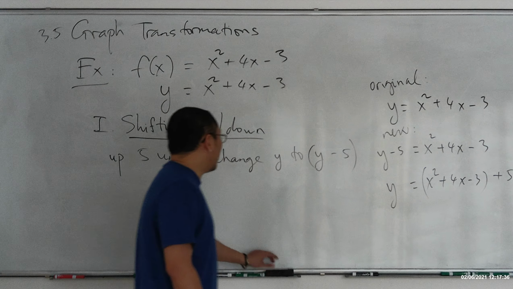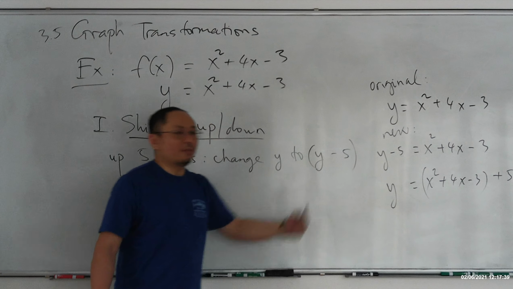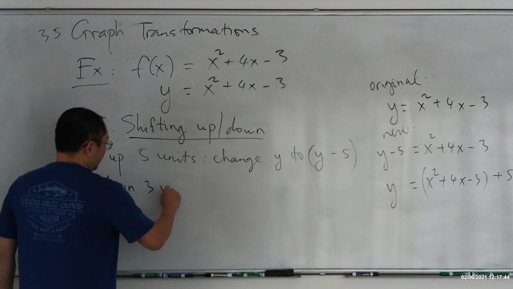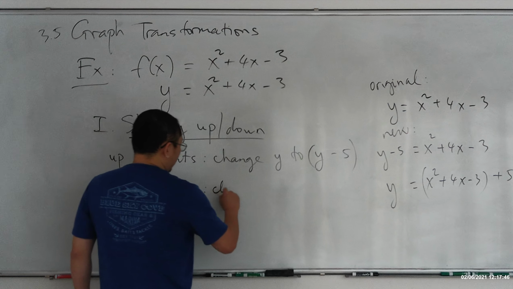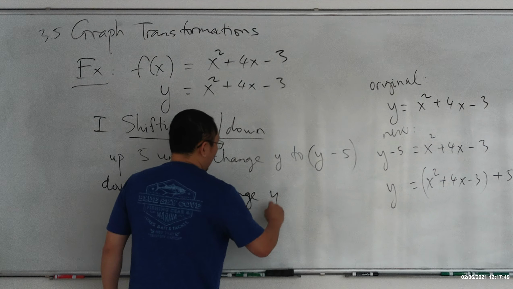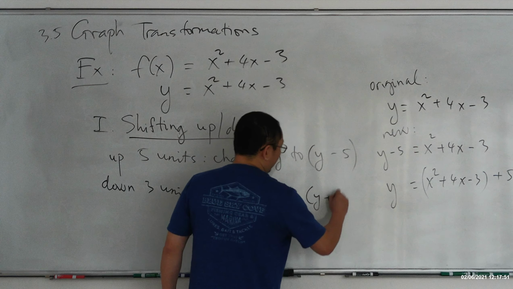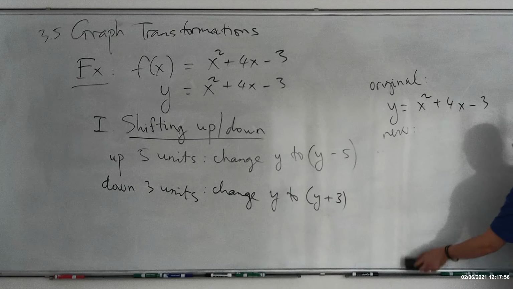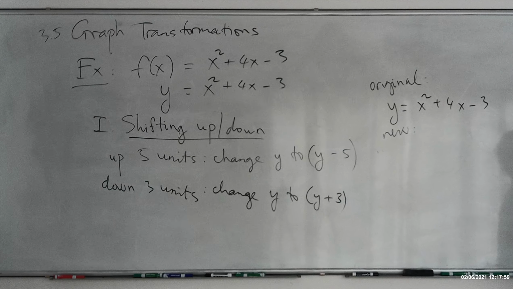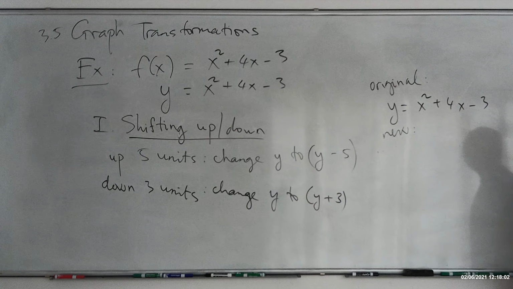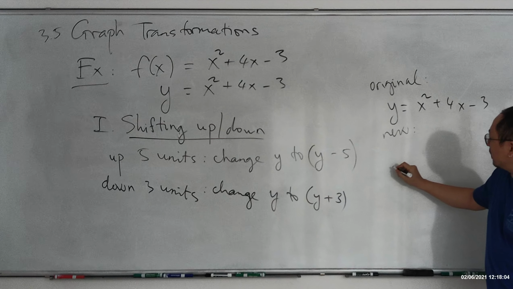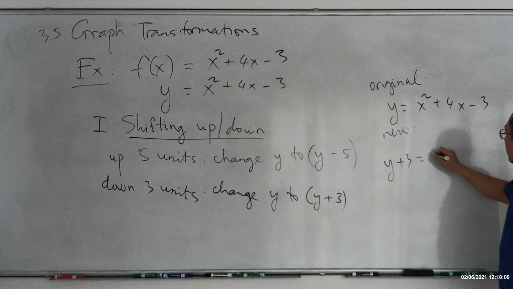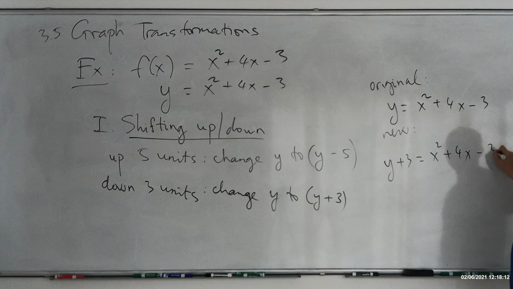So if you know how to move up, to move down you go the opposite direction, you change the sign. Say you want to go down 3 units. You have to change y to y plus 3. The whole thing is going to go down 3 units. This is our original function. Move down 3, you change y to y plus 3. So the new equation in general is going to be y plus 3 equal to x squared plus 4x minus 3. Okay?